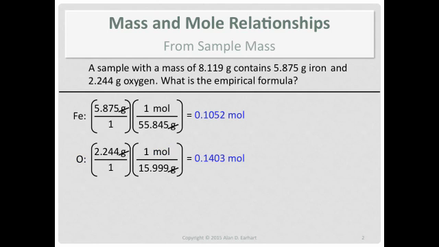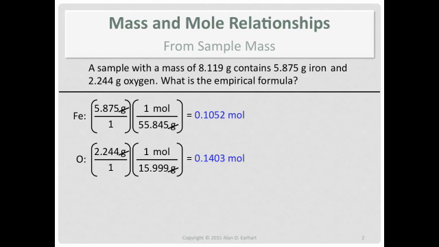Now, up to this point, this is no different than the previous problem we did. Remember that it's the relative number of moles. Water, H2O, has a ratio of 2 moles of hydrogen to 1 mole of oxygen, regardless of sample size. So in this one, we only have 2 elements, iron and oxygen, which makes it a little easier.